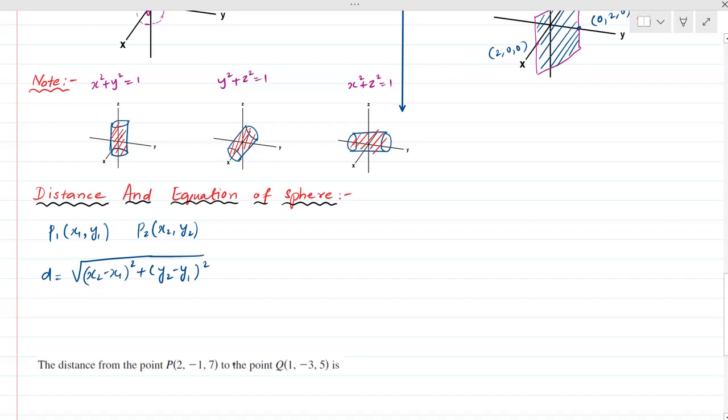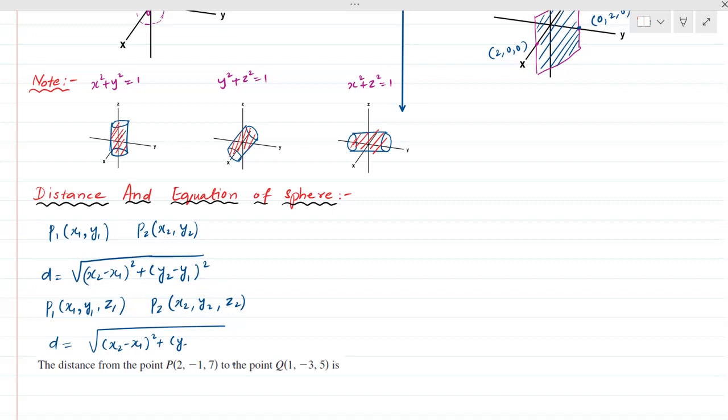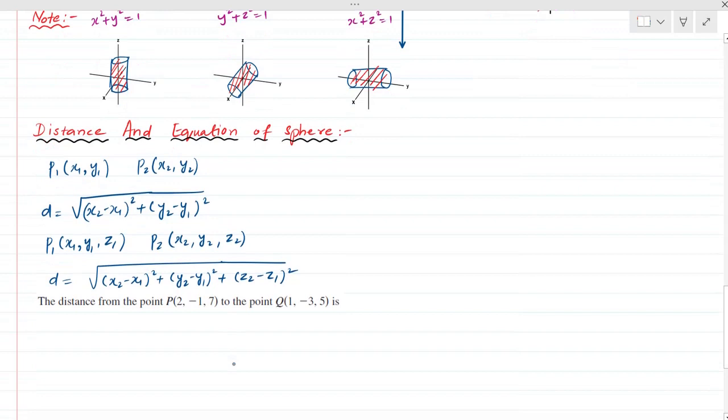It is the same thing, only the z coordinate will be the extra one here in 3 dimension. x1, y1, z1 is the point 1, and x2, y2, z2 is the point 2. How will you calculate the distance? The distance is given by the square root of x2 minus x1 whole square plus y2 minus y1 whole square plus z2 minus z1 whole square. So this is the distance formula for 2 points. And also we will know how to find it in two dimension.